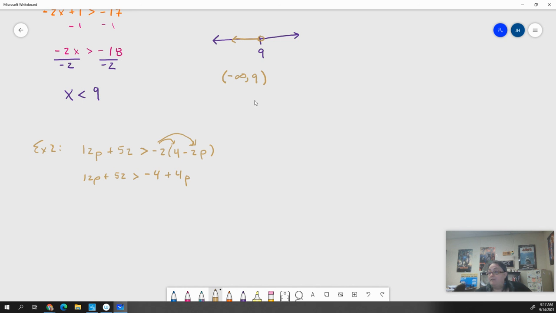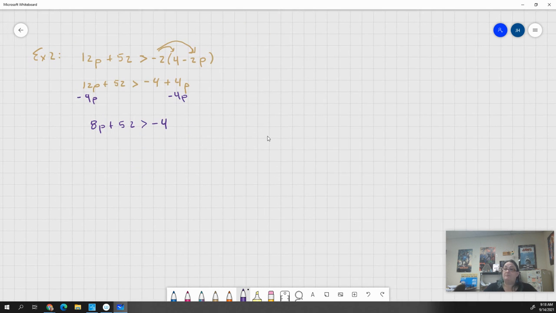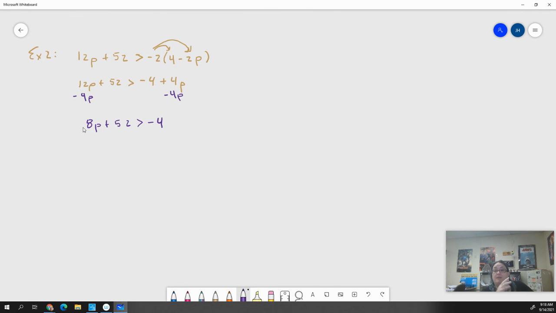We can move our p, our variable, over to one side. And I have plus 4p, so I'm just going to subtract 4p from both sides. And with that, I'm going to have 8p plus 52 is greater than -4. And now we just have to move everything off of the variable that we have stuck to it. We don't flip because we did not multiply or divide by -4. We just subtracted.